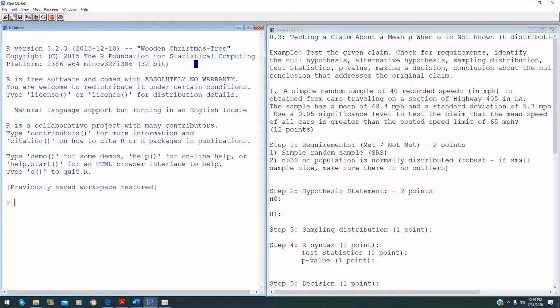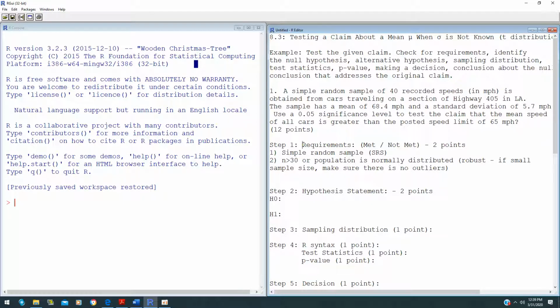So this question is actually worth 12 points in your test, and in order for you to do this, we have to go through 7 steps. These 7 steps are used a lot, not just in 8.3, they're also used in 8.2, testing a claim about a population proportion. In any testing a claim, you will have to go through these 7 steps.